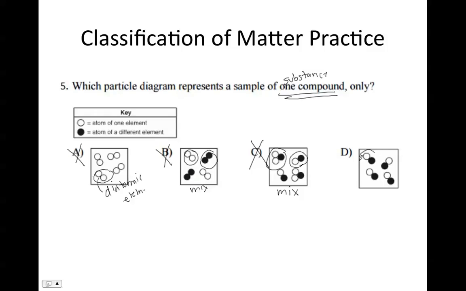And then finally, when we check D, we can see here's a compound, okay, two different elements, and then they all match. So D is the correct answer.